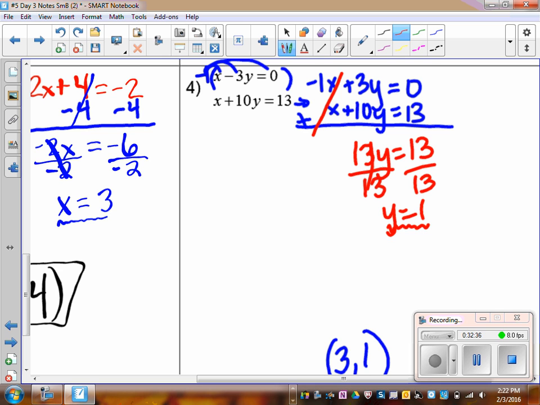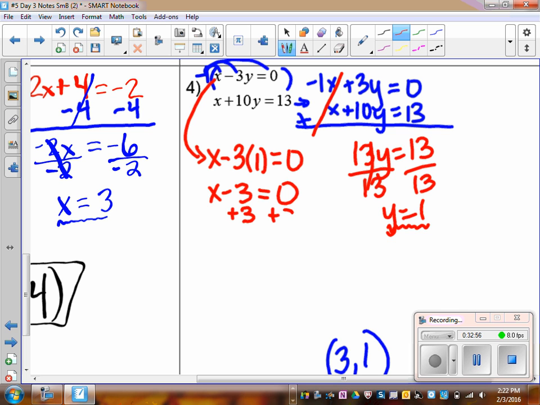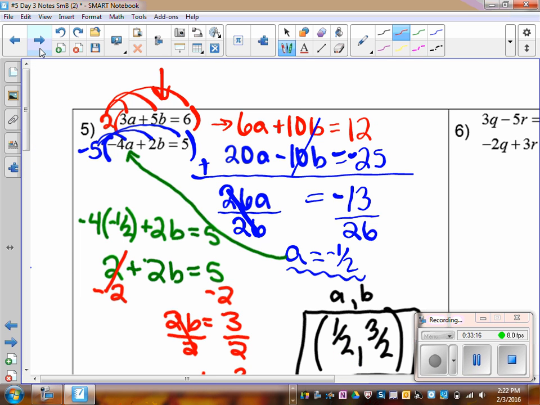The top one or the bottom one? The top one? Okay. So let's put this back into my top equation. So x minus 3y. And y is 1. Equals 0. 3 times 1 is 3. So when we add 3 to both sides, that cancels, and we get x equals 3. Alright, questions on 2 or 4? Alright, so let's take a look at 6, the trickier one.